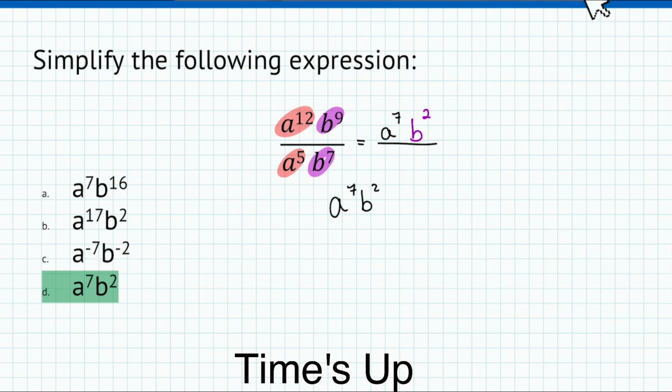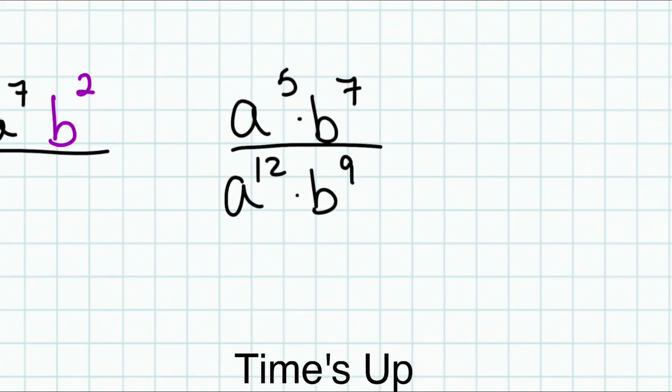Yeah, the way that it would be C is if it were the opposite way. If it was A to the power of 5 times B to the power of 7 over A to the power of 12 times B to the power of 9. If it were like this, everybody, then when we subtracted, again, it would be 5 minus 12, not 12 minus 5. So that would give you A to the power of negative 7. And again, 7 minus 9, not 9 minus 7. 7 minus 9 would be B to the power of negative 2.